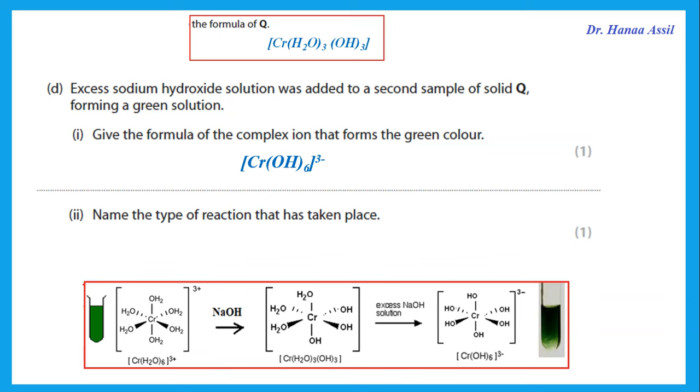Again, each hydroxide has 1 negative and the chromium is 3 plus. That means we have 3 positives and 6 negatives. So the overall charge of that complex is 3 minus. Again, what is the type of reaction that is taking place? We said the sodium hydroxide here is acting as a base. This is deprotonation.